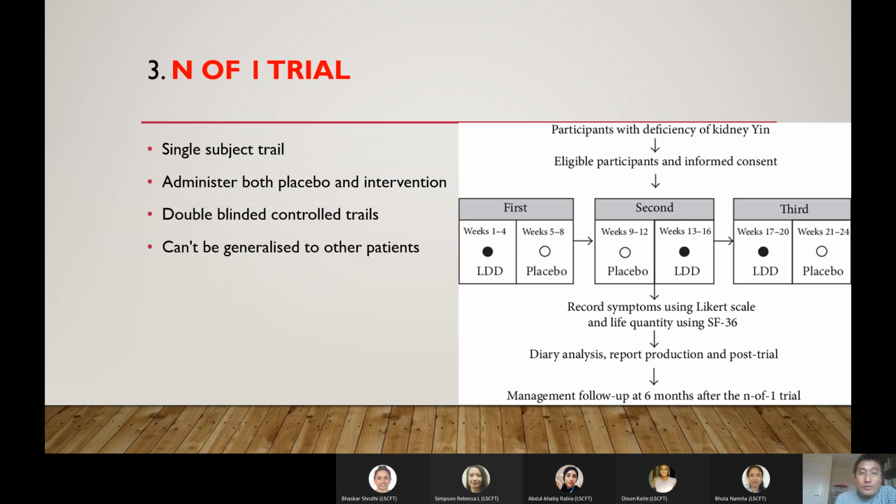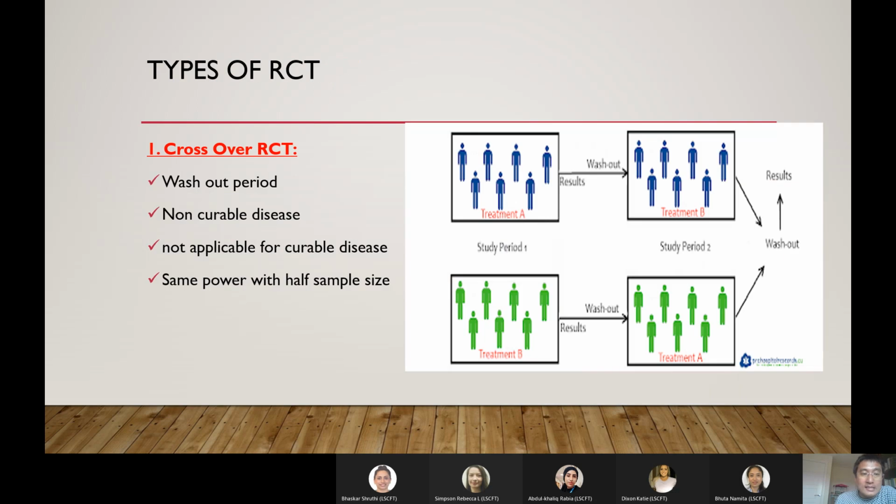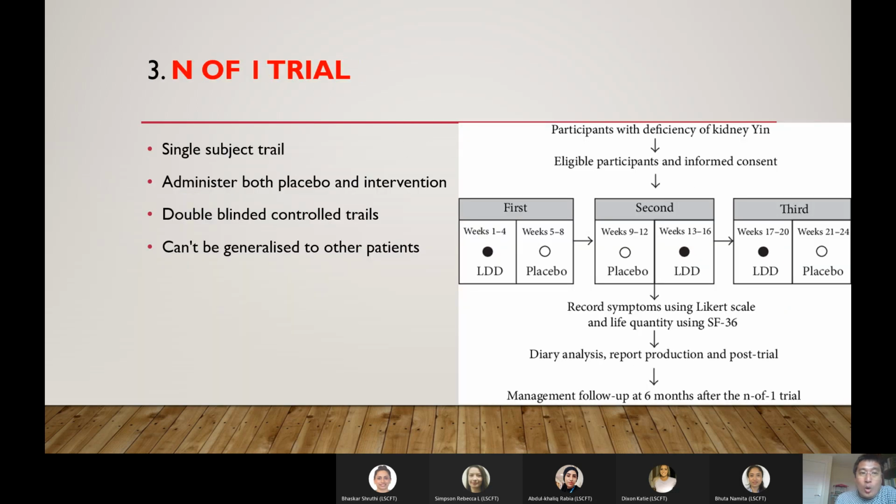And there is the N of 1 trial. That means a single subject. So what is the difference between a crossover RCT and an N of 1 trial? In an N of 1 trial, there's no washout period. So the single subject goes through, for example, 1 to 6 weeks of placebo, and so on. So in MCQs, if they ask about a single subject trial without any mention of a washout period, and ask what type of RCT it is, it is an N of 1 trial.